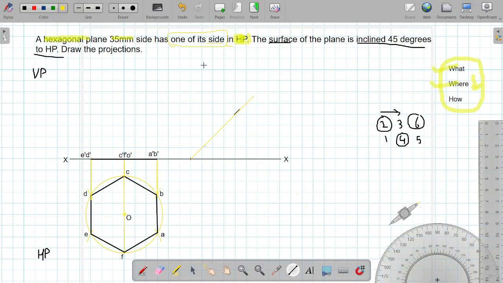Again I repeat, it is given in the question that one of its sides is in HP. So in HP means on the XY line. So what should be on the XY line? One of its sides. Which side? The side which we have kept on the right hand side, which is AB. So this A dash and B dash will always be on the XY line as per this particular question. One of the sides is in HP. So I will name this point as A dash B dash here.